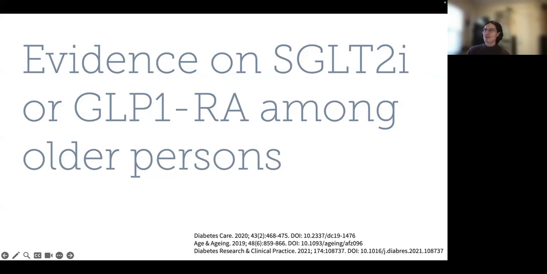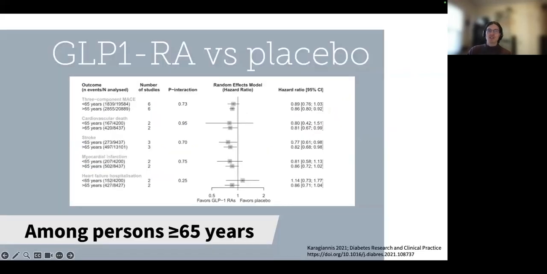And I'll just say here that it's a very tricky area, and a lot of us grapple with this on a day-to-day basis. So I'm going to go over some of the evidence that I'm aware of, but I'd be really interested in hearing how other people are approaching this in their practice, and if they can share any experience they have using some of these newer agents, particularly in frail older adults. So I'm just going to look at one of the most comprehensive meta-analyses which has been done on this topic. So this meta-analysis looked both at GLP-1 receptor agonists and SGLT2 inhibitors among older adults.